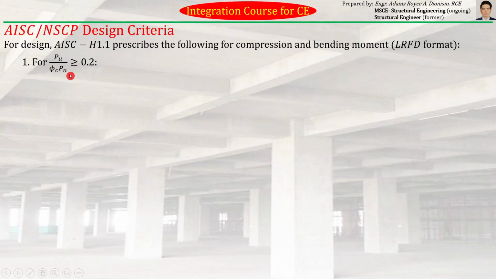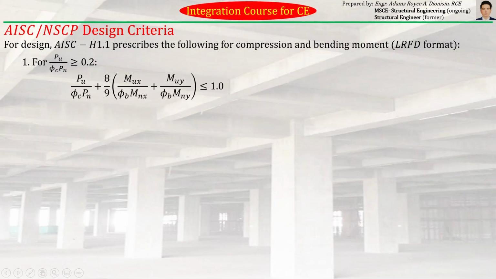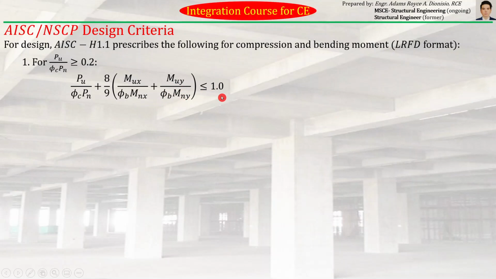So according to AISC, for an axial ratio, which is equal to Pu over φPn, which is greater than or equal to 0.2, for members subjected to combined compression and bending moment, you have to use this interaction equation: Pu over φPn plus 8 over 9 quantity Mux over φMnx plus Muy over φMny, which must be less than or equal to 1.0.